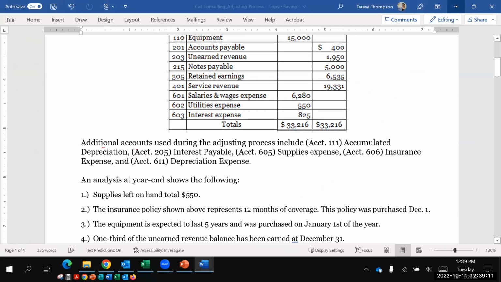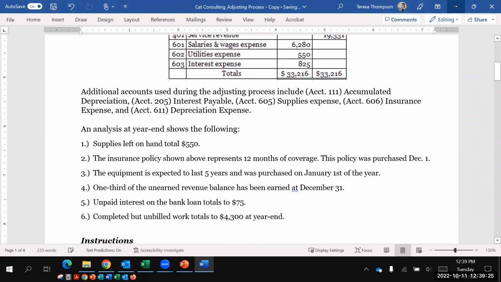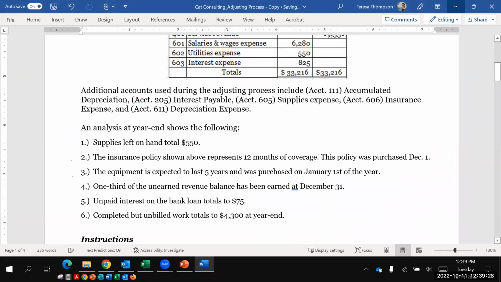Some additional accounts that might be used during the adjusting process are as follows, and they're there for you along with their chart of accounts numbers. They all must have 0 balances, otherwise they would be shown up here. All right, at year end, an analysis finds the following to be true. Okay, and so right away we're going to see some terms that we realize, oh, that calls for an adjustment. Supplies left on hand. That means we've used some supplies for that first one. We have to figure out how much has been used because we know that equals expense. Sometimes they give you the amount used, sometimes they don't, but you can solve for it.